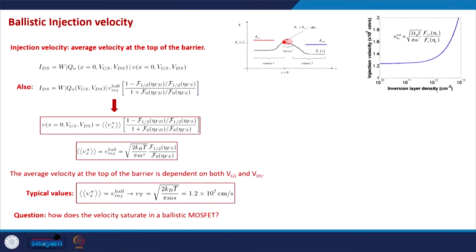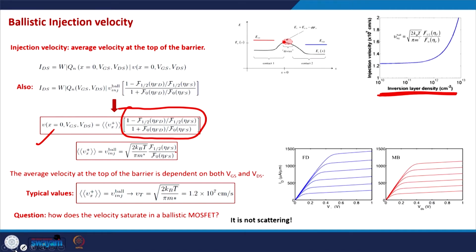So, here we show the injection velocity as a function of inversion layer density, as a function of the charge density. As the charge increases, the inversion layer density increases, and the injection velocity also increases because of the Fermi-Dirac integrals involved in the expressions, and this is a simulation of these expressions. Yeah, so this is the main topic here.